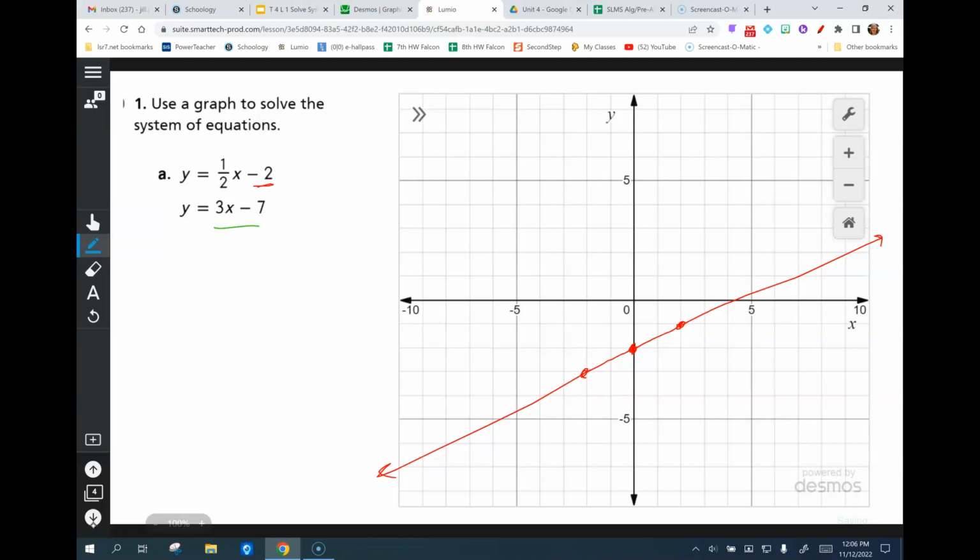Now I'm going to draw the second one. I'm going to start at -7. I'm going to go up 3 over 1. I would normally go down 3, but you can see I'm going to be off the grid. So I'm just going to keep going. 1, 2, 3 over 1.